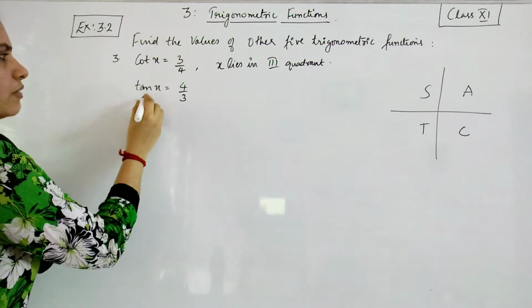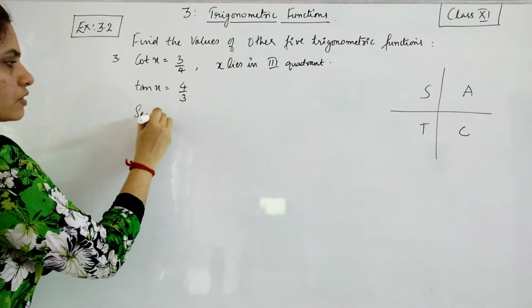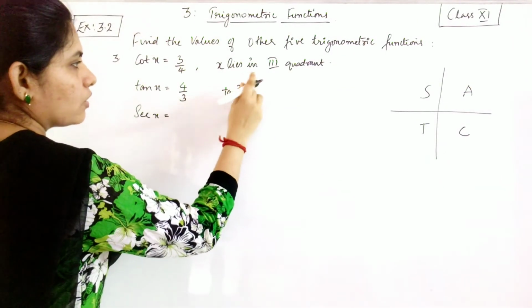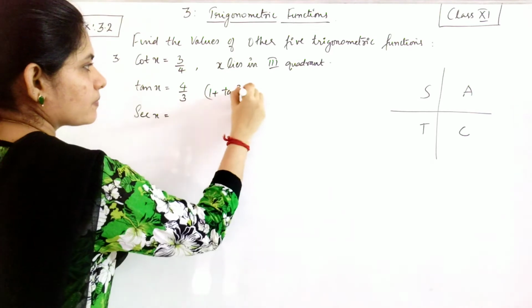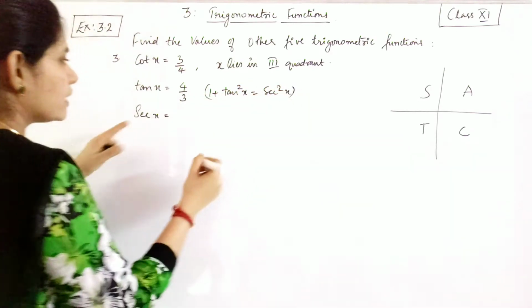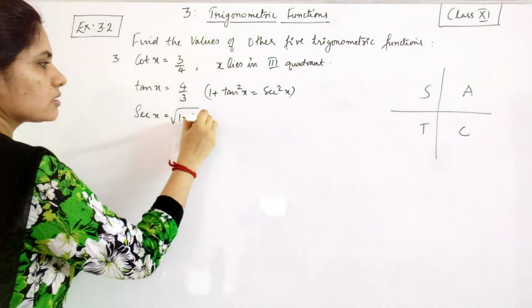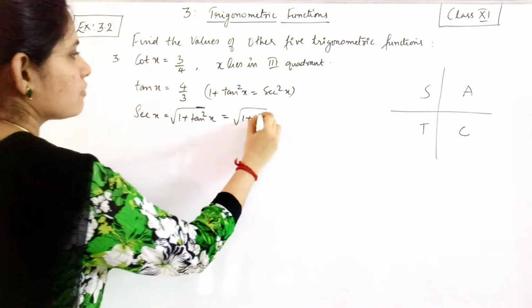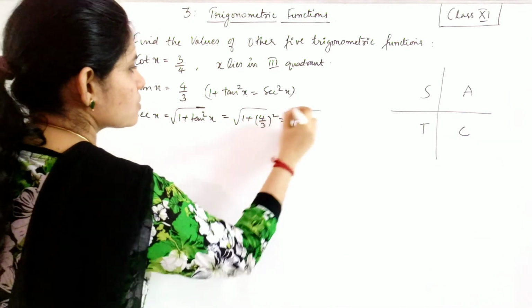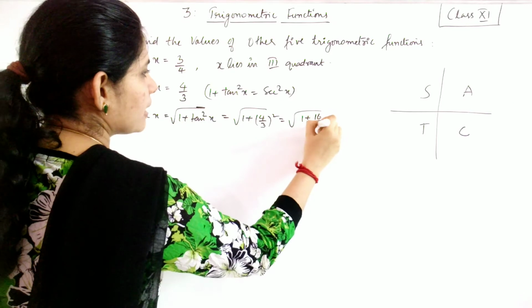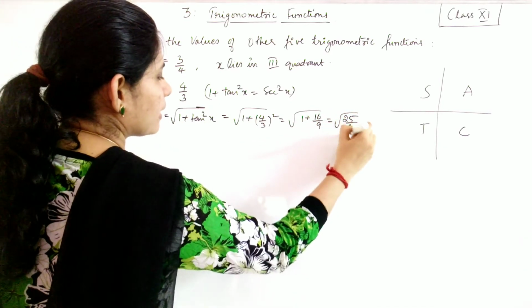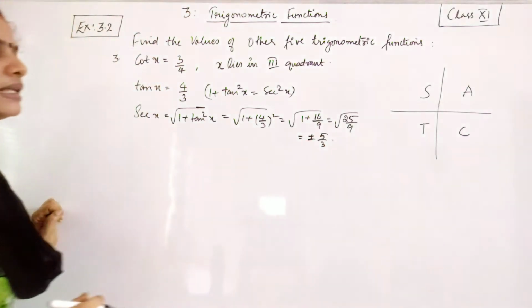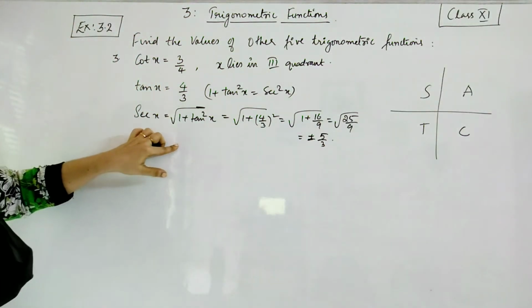Now from tan we can find out sec. For sec x, again tan square x plus 1, or 1 plus tan square x, is equal to sec square x. So from this you can find sec x. It is root of 1 plus tan square x. Replacing the values which you got, you will get root of 1 plus 4 by 3 the whole square, which is root of 1 plus 16 by 9, root of 25 by 9, which is equal to plus or minus 5 by 3.